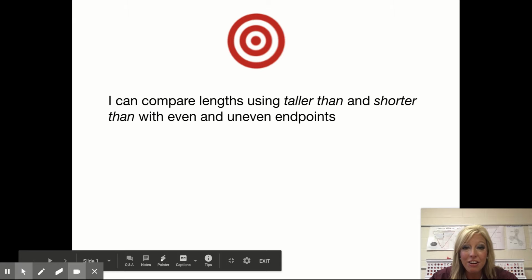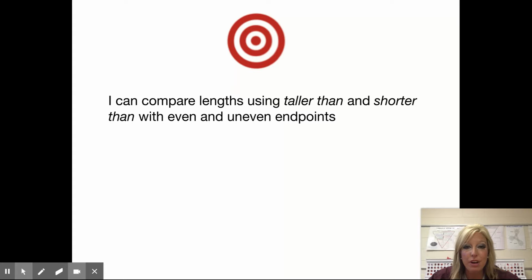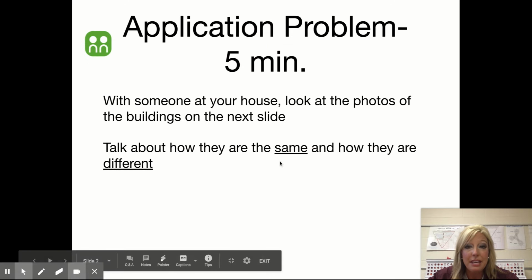Good morning, kindergartners. Today we're going to work on Mission 3, Lesson 1, and we're going to start looking at measurement in this mission. Today our objective is to compare lengths using taller than and shorter than with even and odd and uneven endpoints.